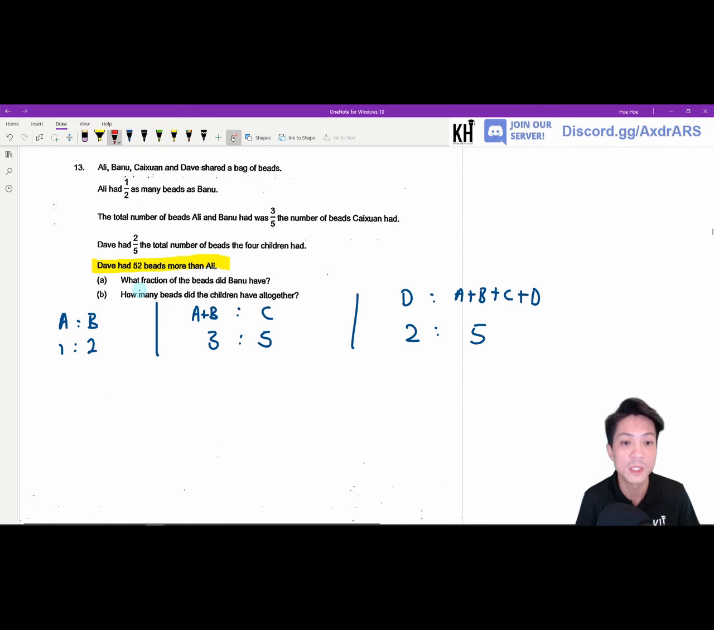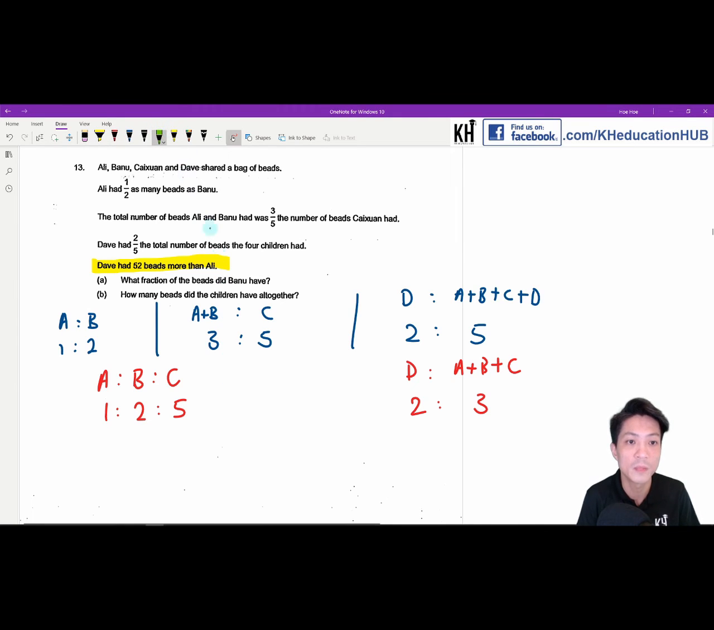Okay, what fraction of the beads did Banu have? So the first thing that I'm going to do is write down the ratio of A is to B is to C. First, there will be 1 is to 2 is to 5. There's a total of 8 units. And over here, if we know that D is to the total is 2 is to 5, which means that D is to A plus B plus C will be 2 is to 3.